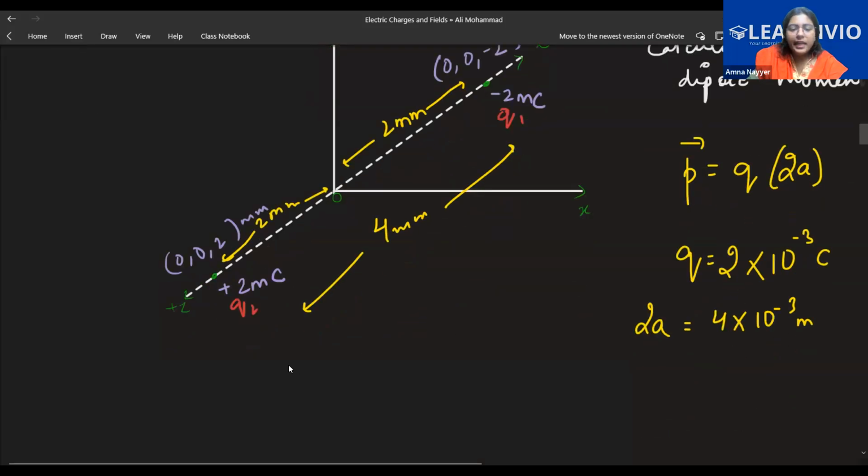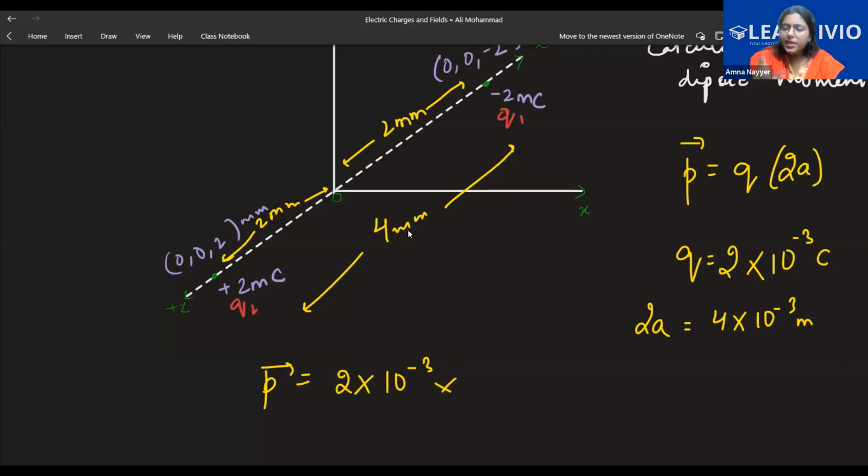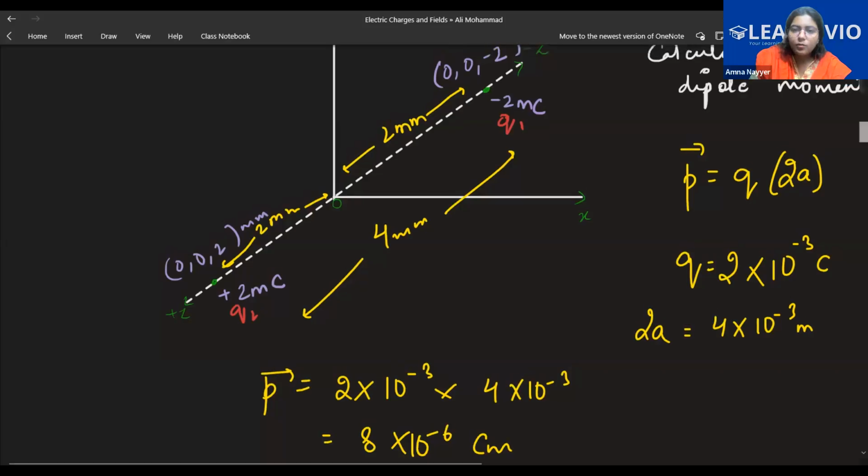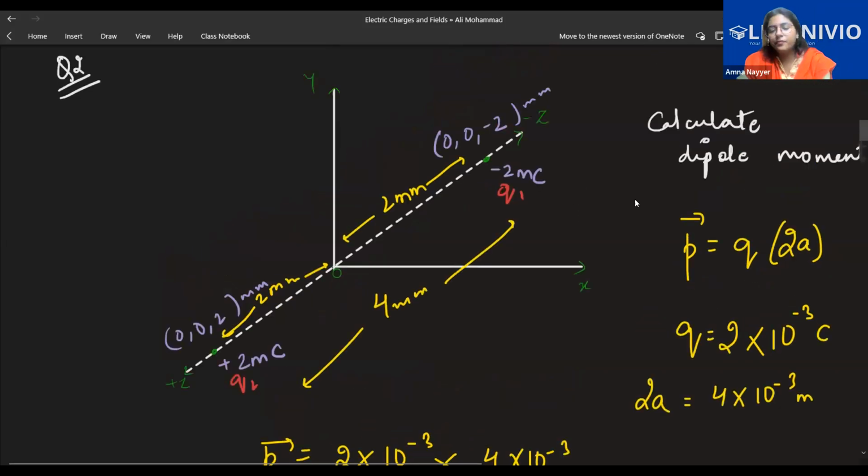Now, when we are calculating the dipole moment, this is simply the charge, 2 into 10 to the power minus 3, multiplied by the separation. Just check where your charges are and their separation. That is your 2a. So it will be 4 into 10 to the power minus 3 times that, which is 8 into 10 to the power minus 6 coulomb meter.